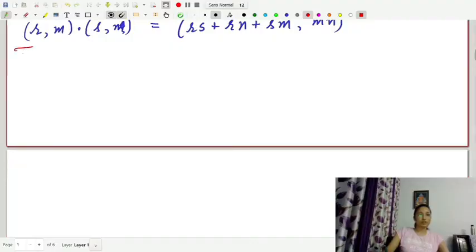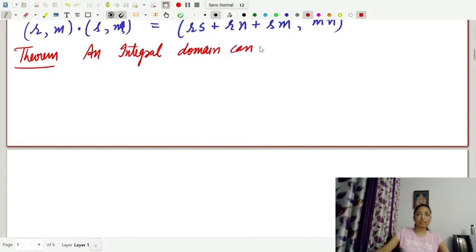Now let's get started. A theorem: an integral domain can be embedded into a field.